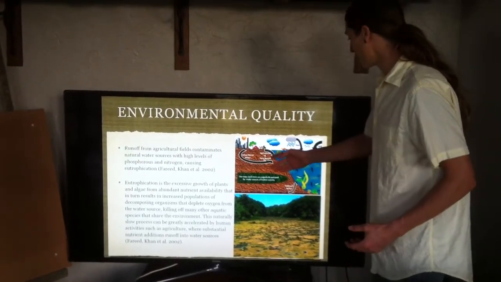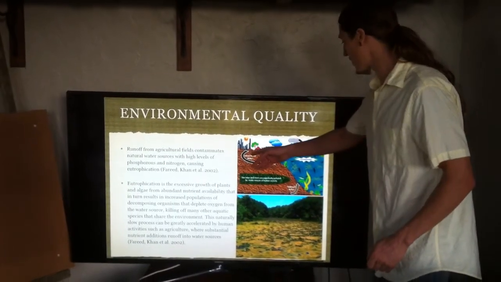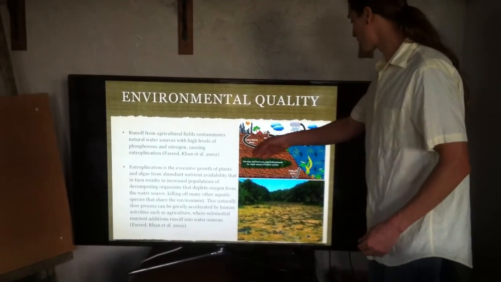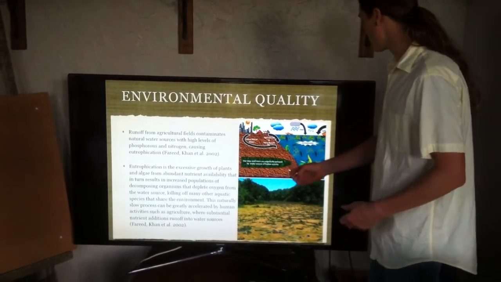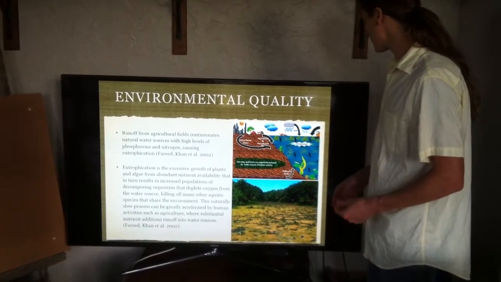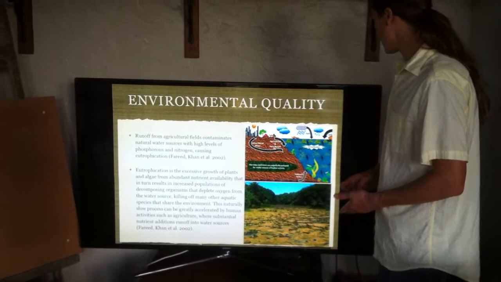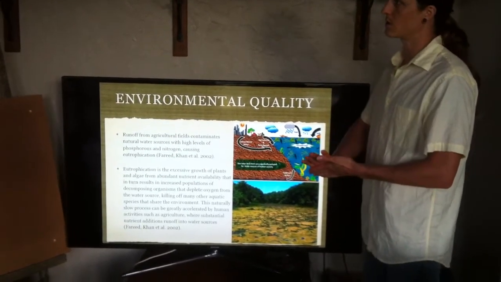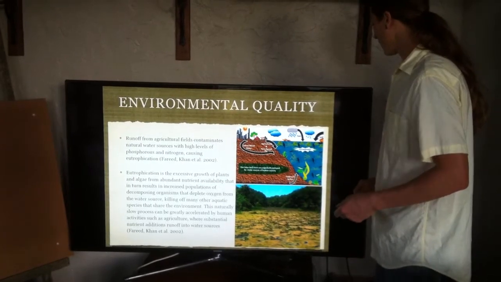So you have agricultural byproducts and urban waste products such as sewage, and for agriculture, fertilizers and animal manure and that sort of thing that run off into fresh and saltwater systems. These are high in nitrates and phosphates, and they feed algal growth and aquatic plants.